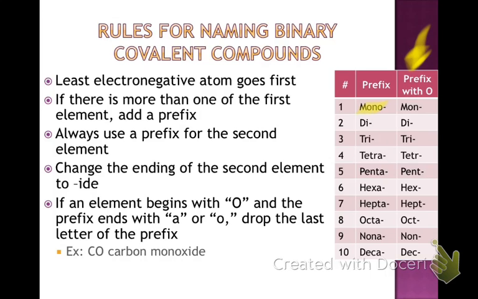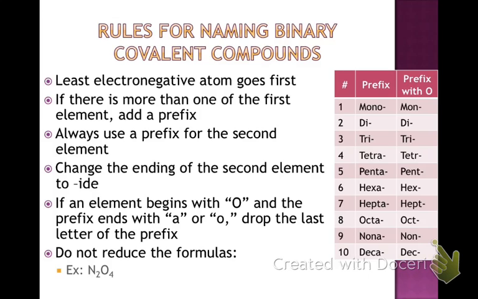So mono becomes mon. Di and tri stay the same because their prefix ends in I. Tetra stays tetra. Penta is pent. Hexa, hex. Hepta, hept. Octa becomes oct. Nona is non. And deca is just dec. So we drop the last letter of these prefixes if it's an O or an A. And that's only with an element that begins with O, and our only nonmetal element that begins with O is oxygen. So we generally use that rule just for oxygen.